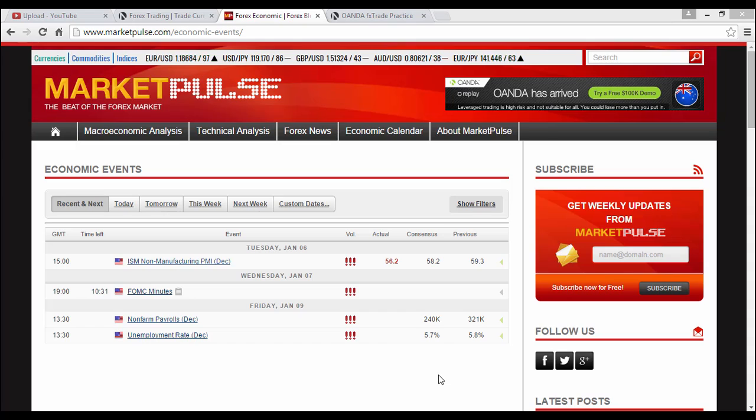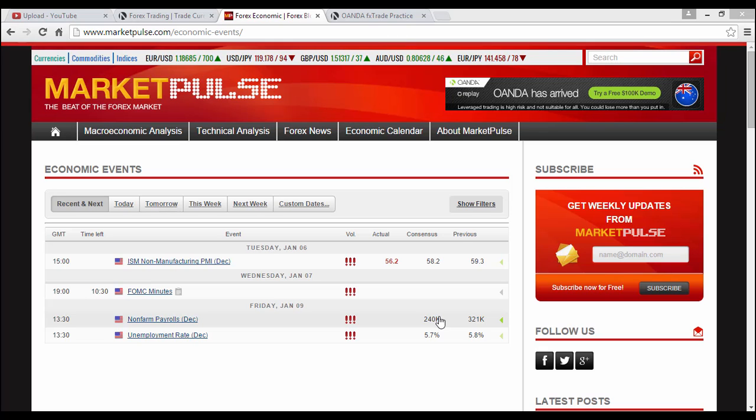First of all, we need to look at what was the previous reading. We can see here under the previous column that it was 321,000. Interestingly enough, the market last month had forecasted 231,000. So it was off by 100,000. That's quite a lot. This month we are expecting 240,000. So it will be interesting to see how far from this expectation the results are going to come, or are they going to be as expected.